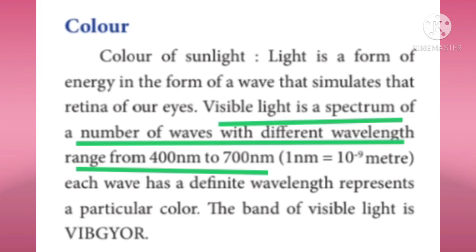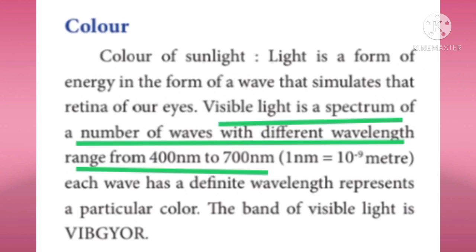Color of sunlight. Light is a form of energy in the form of a wave that stimulates the retina of our eyes. Visible light is a spectrum of a number of waves with different wavelengths ranging from 400 nanometer to 700 nanometer. 1 nanometer is equal to 10 power minus 9 meter. Each wave has a definite wavelength and represents a particular color.